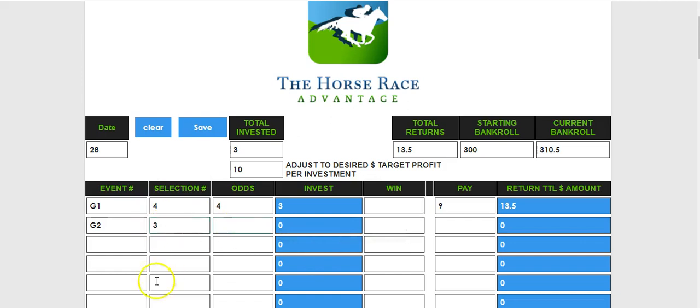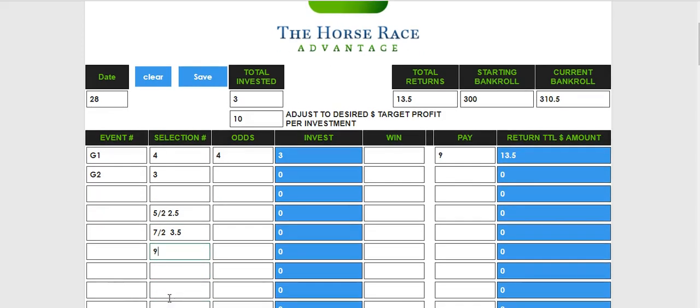And again, like I said, if a horse is 5-2, you may want to write it down. The decimal point is 2.5. If it's 7-2, the decimal point is 3.5. And if it's 9-2, the decimal point is 4.5. Everything else is all single numbers. Okay, so in this case, you have a 7-2 horse, which is 3.5. So we're going to put in 3.5.